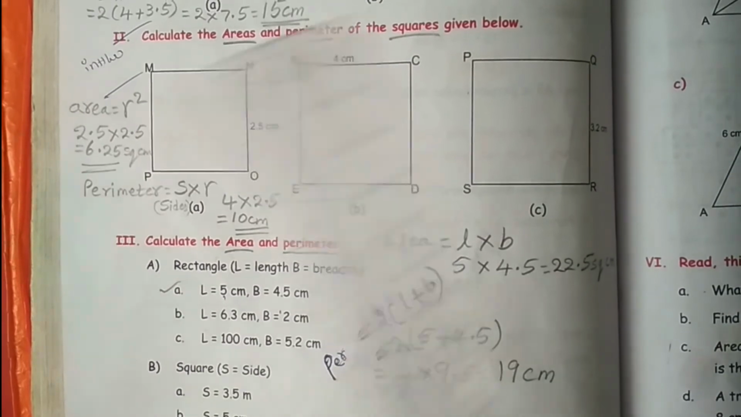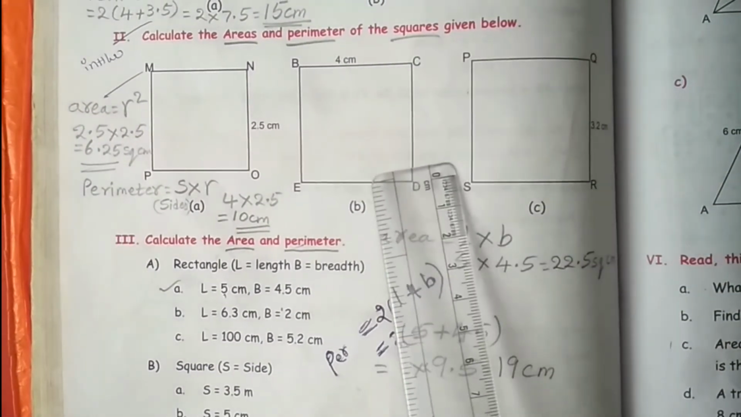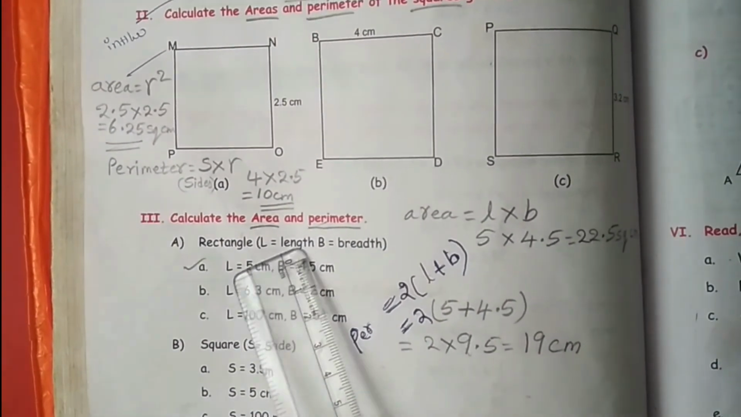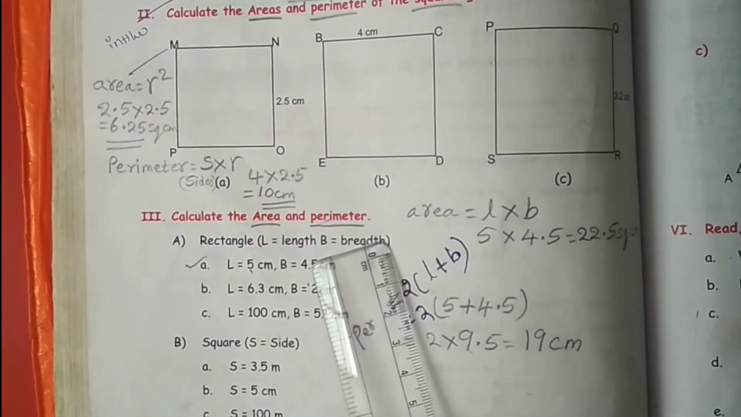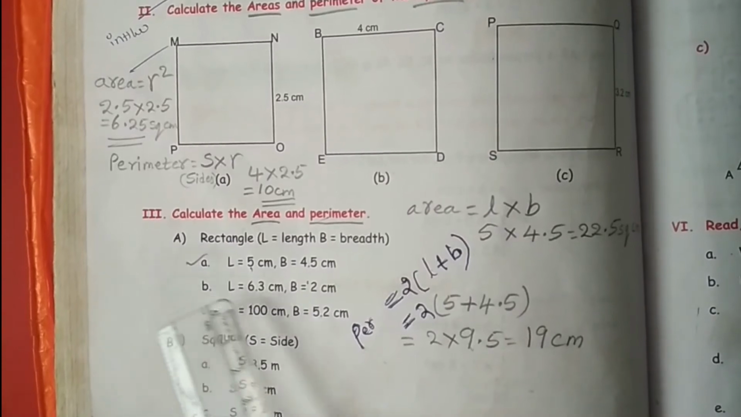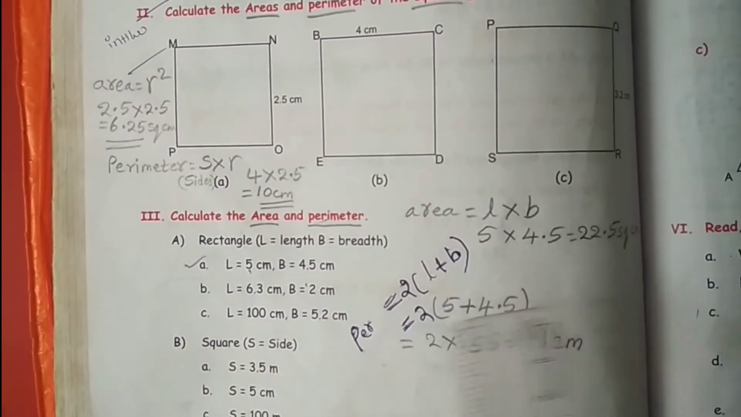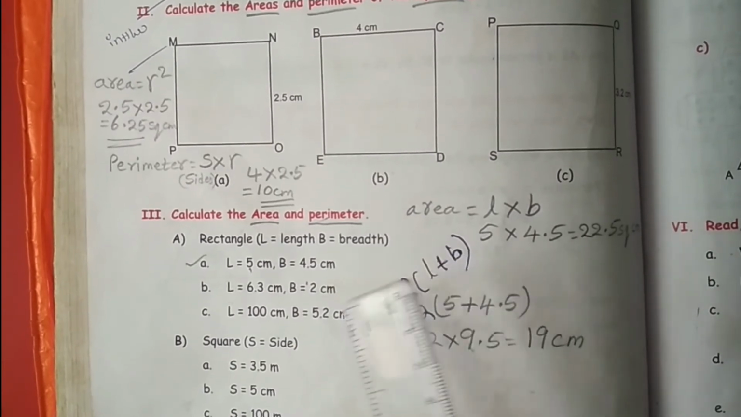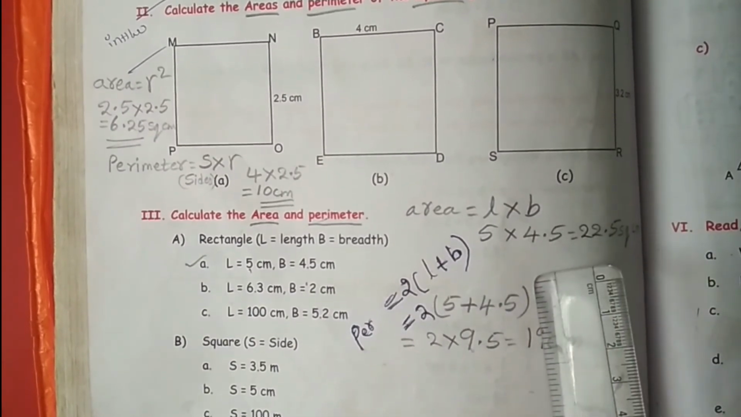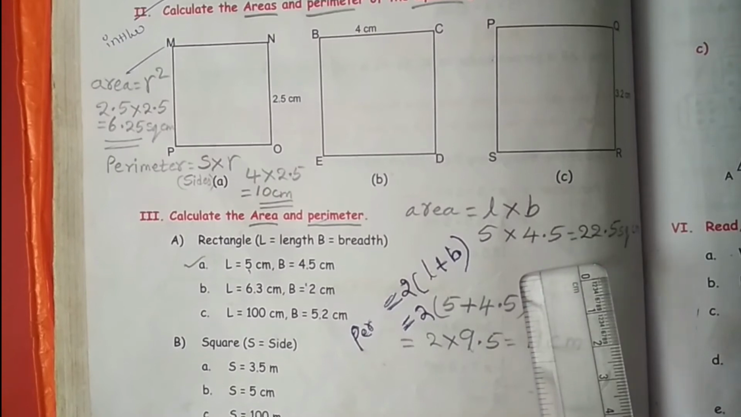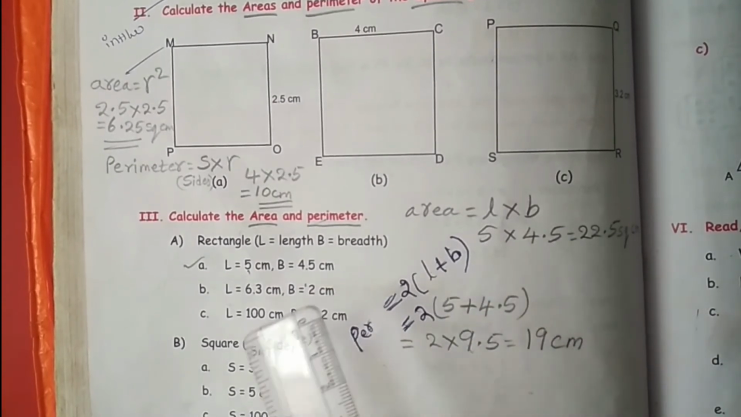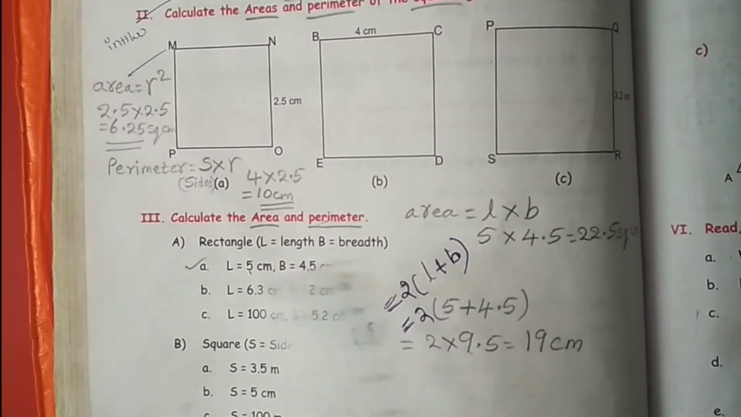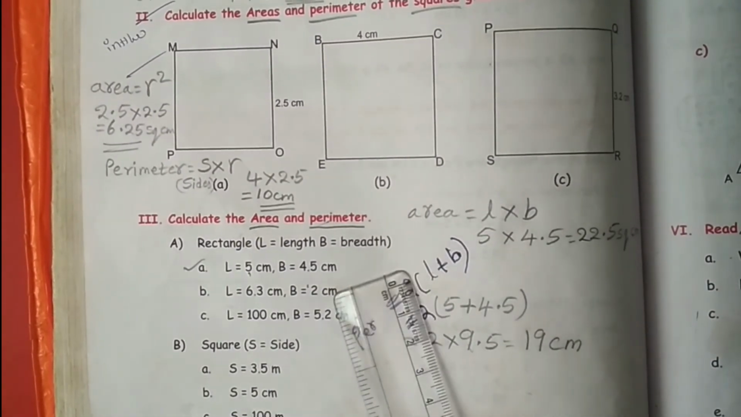Okay, in the first question and the second question, and move to the third bit. Calculate the area and perimeter. See here, what's the formula? For a rectangle, the perimeter's formula is 2 into length plus breadth. Right? For a rectangle, area is equal to length into breadth. Now we have to find out the area and we have to find out the perimeter.